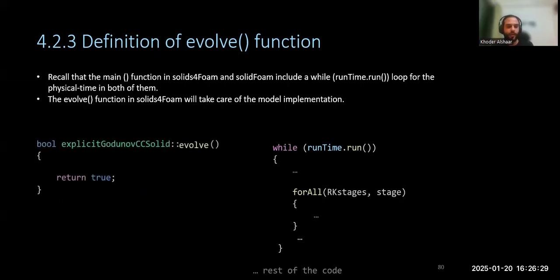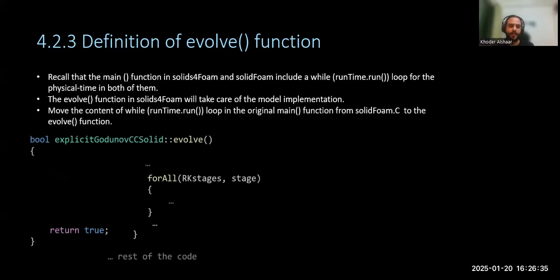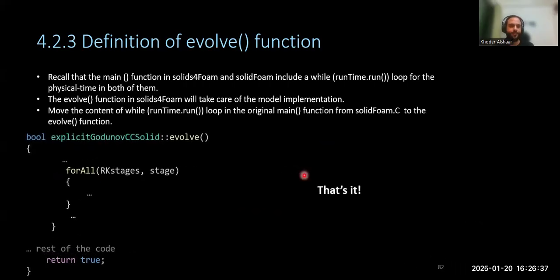So the evolve function in explicit solid in our new solid model is like that. We just simply take all these lines and put them in the evolve function. That's it. You have your solver running now in the solids4foam toolbox. However, this will only run the solids problem. It won't solve the fluid-solid interaction because it does not know about the boundary condition, or about the coupling algorithm that we are using, and so on and so forth.